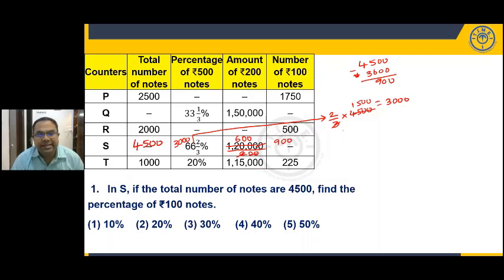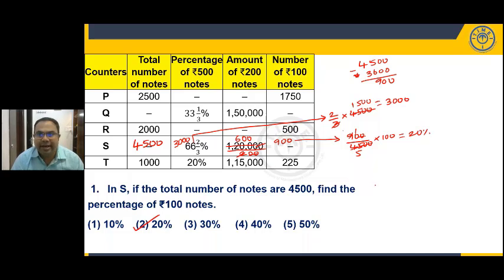But the question is, what percentage does this represent? So I can say 900 notes, 100 rupee, out of 4,500 into 100. Simple calculation. It is 1 upon 5. 1 upon 5 has to be 20%. It has to be 20%. Option 2. This is one way of solving this, right?